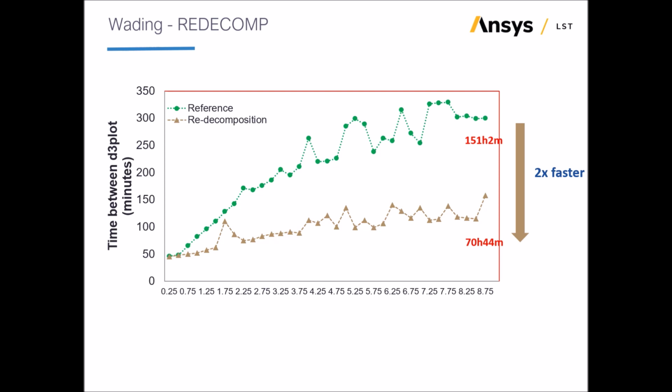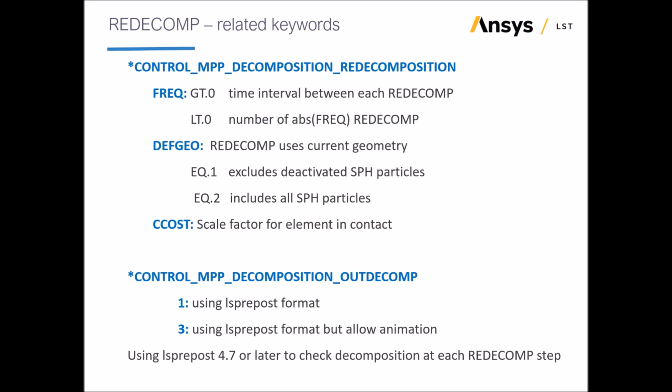Here is the outcome for the model on the previous slide. When re-decomposition is used, there is a factor of 2 reduction in the total wall clock time. In this case, the re-decomposition happens 20 times during the analysis. These are the related keywords: *CONTROL_MPP_DECOMPOSITION_REDECOMPOSITION. I thought this would be the keyword with the greatest number of letters in the whole of LS-DYNA, but amazingly it's not. There's another one that's 10 letters longer.